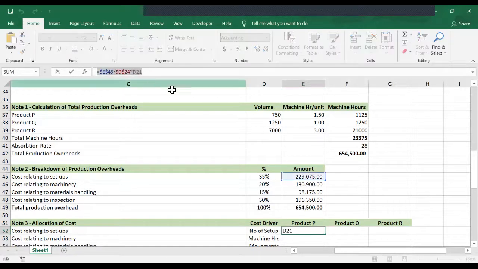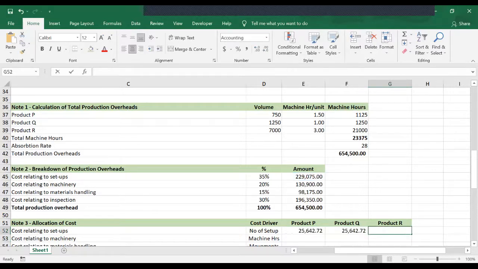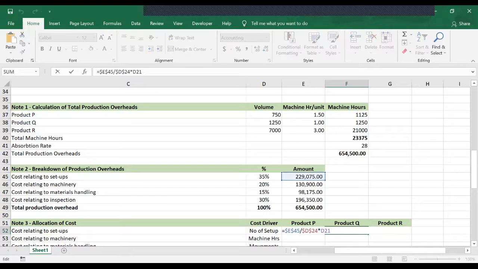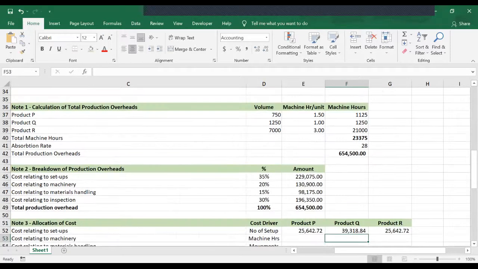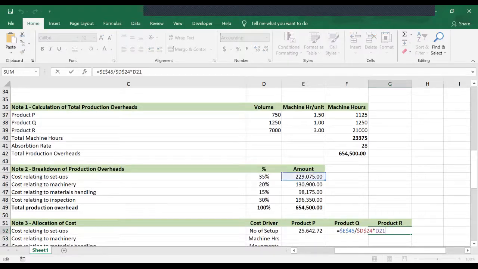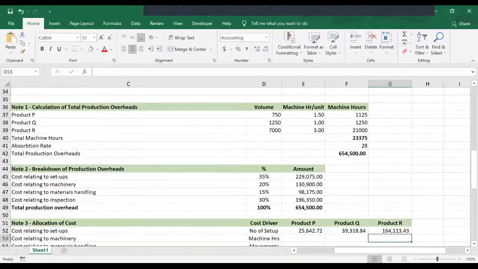So I'll just copy this part. Just hold on a minute, I'll just edit the formula. In the second part, we have to use this 115, and in the third part we have to use product R 480, right? In the same manner, you can see that the total cost of all these three is equal to 229,075. Okay, and this is allocated.